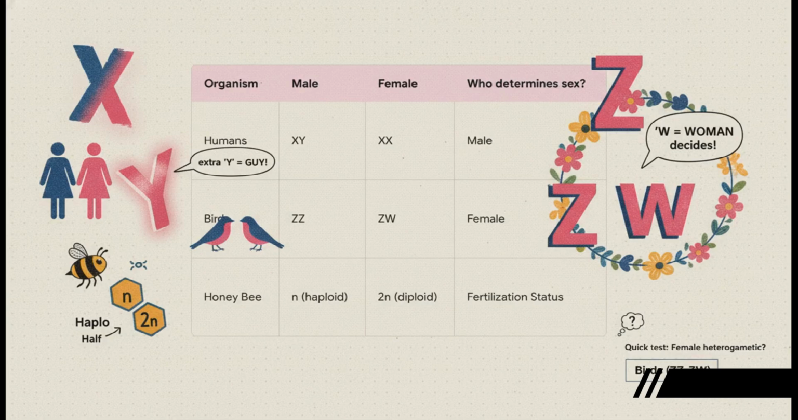Now, the biggest place students trip up is remembering who is heterogametic. So I've got a couple of silly tricks for you. For humans, just think XY makes the guy. For birds, think ZW, the woman decides. The W helps you remember the female is the one with the different letters. And for honeybees, just remember haplo sounds like half. Males have half the chromosomes. Got it? Okay, quick pop quiz. In which system is the female heterogametic? Yep, birds, the ZW system. If you can burn this table into your brain, you've basically mastered this whole topic.